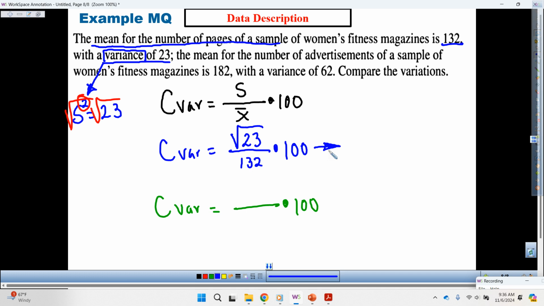Rianne, pass someone. Matthew. Square root of 23 divided by 132 times 100. 3.62%. Hands if you got something like that. All right, good. So do the last part by yourself, the second CVar. I'll give you some time, 1 minute. Go. As soon as you're done, send me a picture of your work. And remember, make sure you indicate which one has the most variation and which one is the stable one.